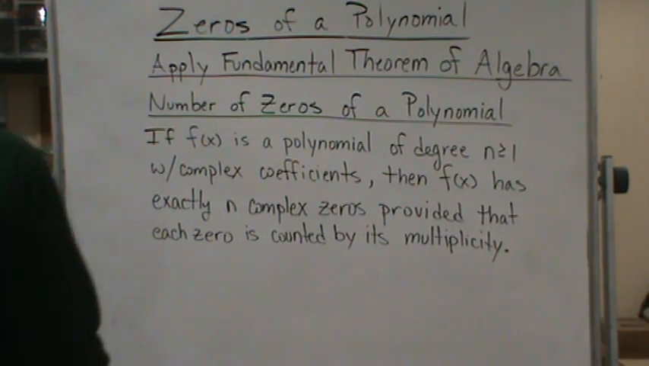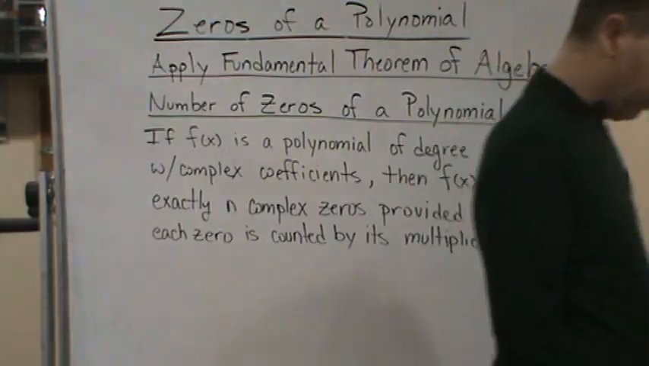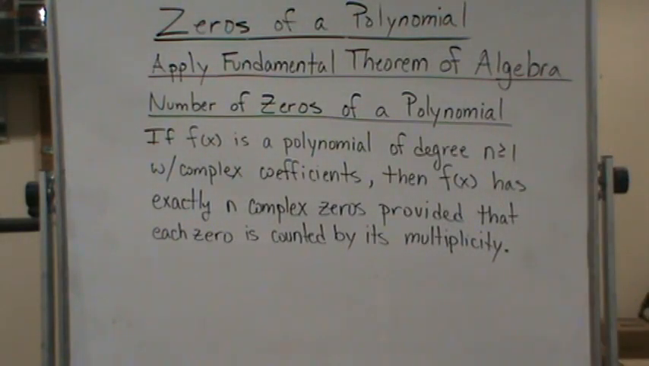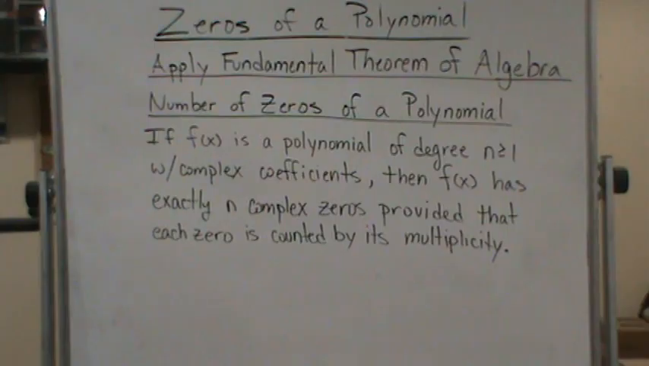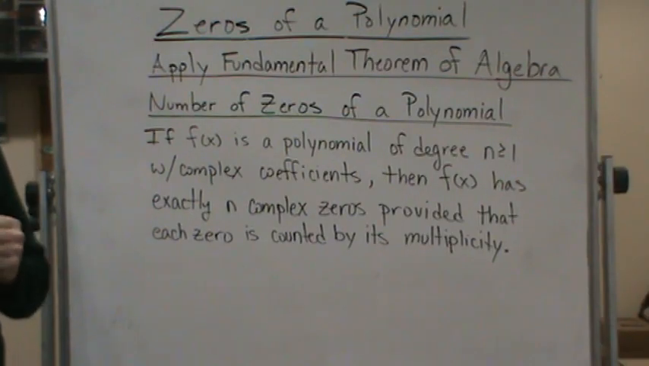All right, welcome back. So now we're going to talk about the number of complex zeros of a polynomial. If we take the last two theorems, the fundamental theorem of algebra and the linear factorization theorem, then we can deduce from those two things that we can say more, right?